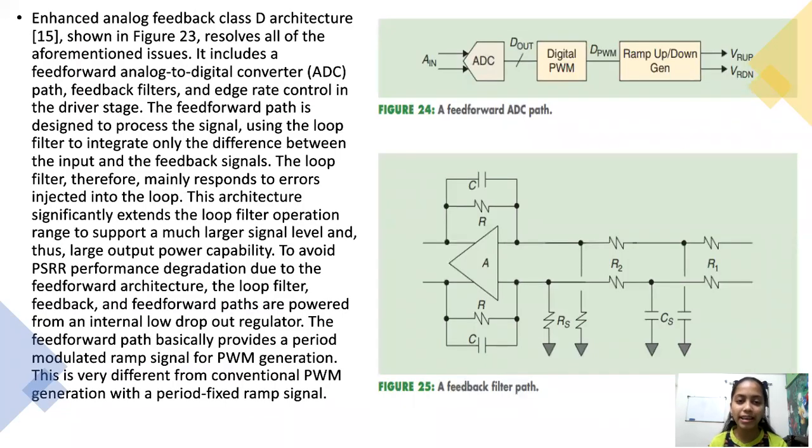The enhanced analog feedback Class D architecture shown in Figure 23 resolves all of these issues, and it includes a feed-forward and analog-to-digital converter, ADC, path, feedback filters, and edge rate control in the driver stage. The feed-forward path is designed so that the loop filter integrates only the difference between the input and feedback signals. The loop filter therefore mainly responds to errors injected into the loop.